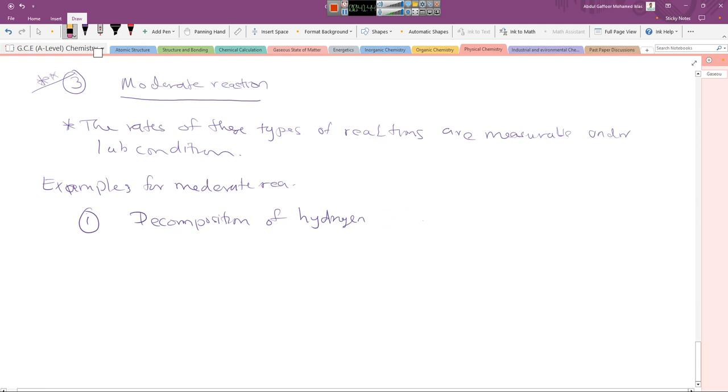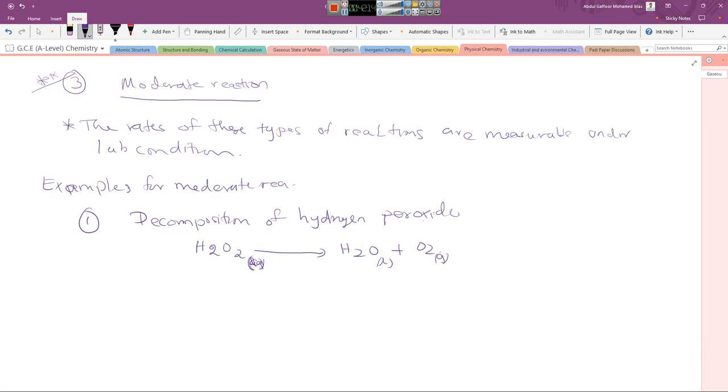Decomposition of hydrogen peroxide, right? So the equation for decomposition of hydrogen peroxide is H2O2 decomposed to H2O, liquid, and O2, gas, and this is also liquid or aqueous, H2O2 aqueous. Now we will try to balance this chemical equation.